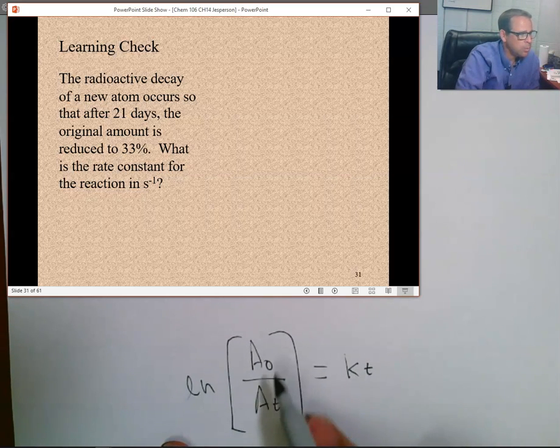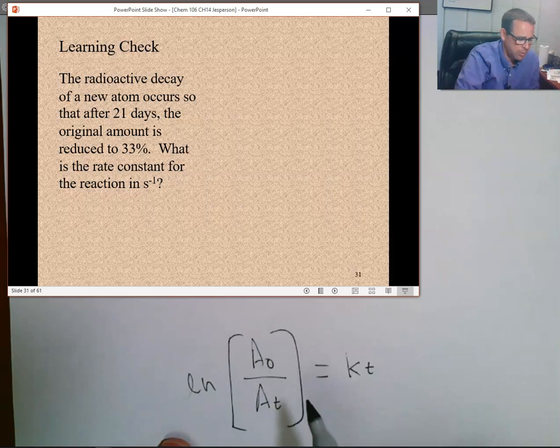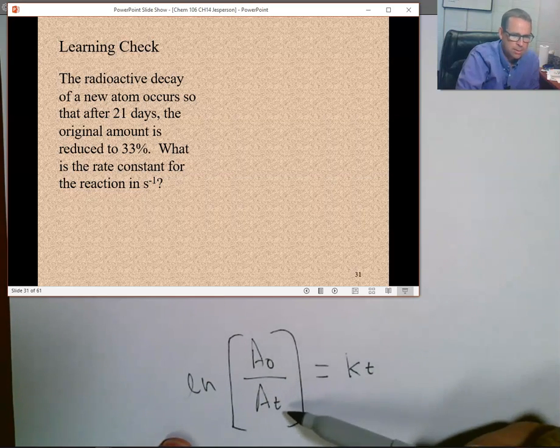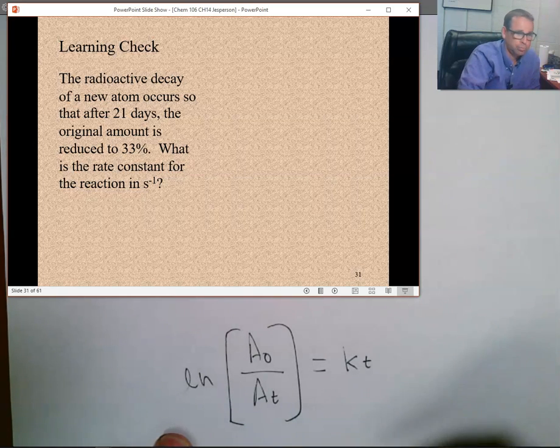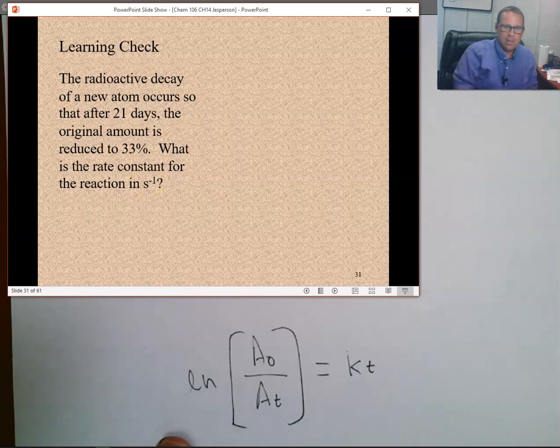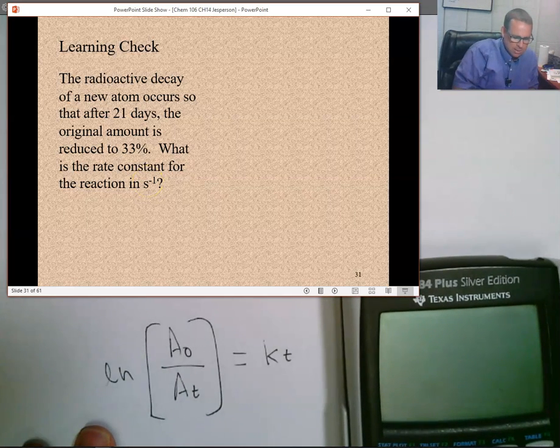What values could we put in here for this reaction, Alyssa, for this problem? What values could we put in A0 and AT for this problem? Well, for the time it's been 21 days. Does it have to be in seconds? Do we have to multiply it to find it in seconds? Yeah, I guess we do, don't we? Because they ask us to in the end.